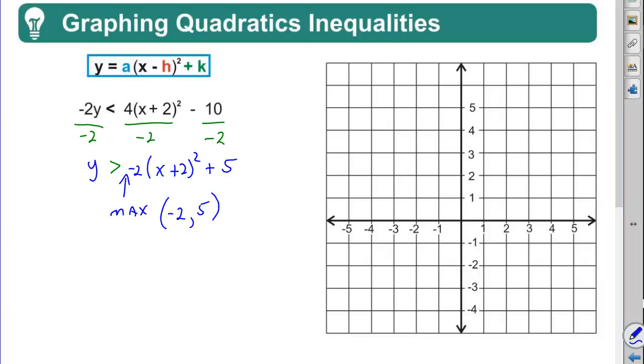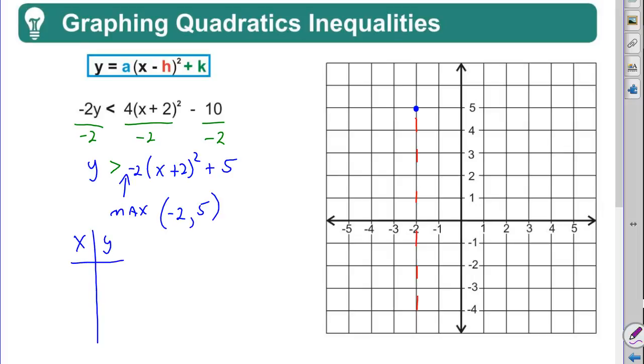Okay, so you always want to plot the vertex first, so I'm going to go to -2, 5, plot my vertex. My line of symmetry will be right here. I know this is a max. Okay, an XY chart will allow me to finish the look of the parabola.